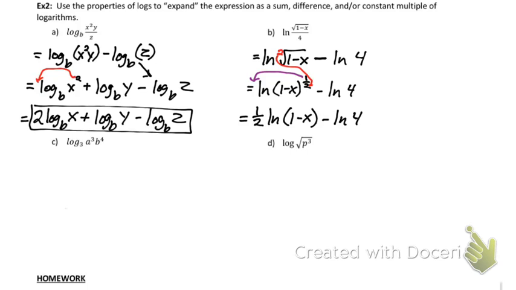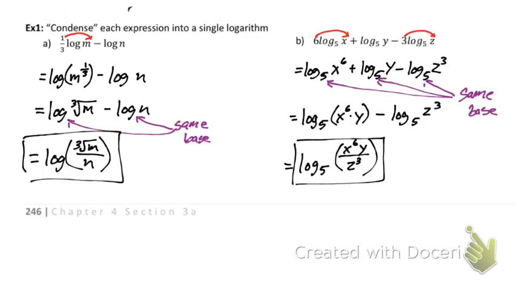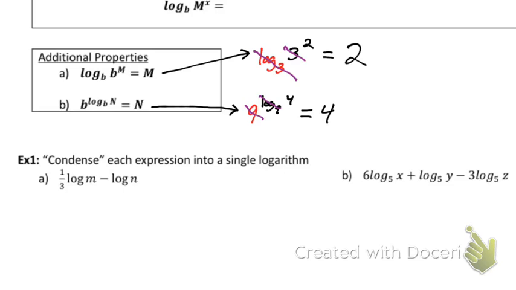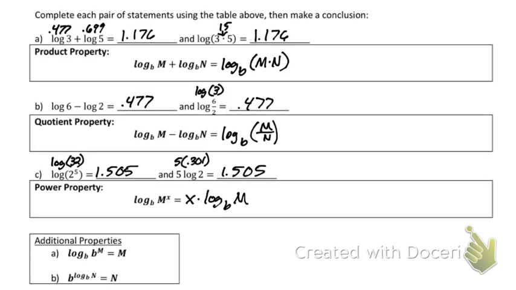Here's the place where people go too far, because they see this 1 minus x and they try to do something with it. Well, just remember what our properties say. Let's go back to our properties. We have to have multiplication in the argument, division in the argument, or an exponent in the argument. Those are the only 3 cases I'm looking for.